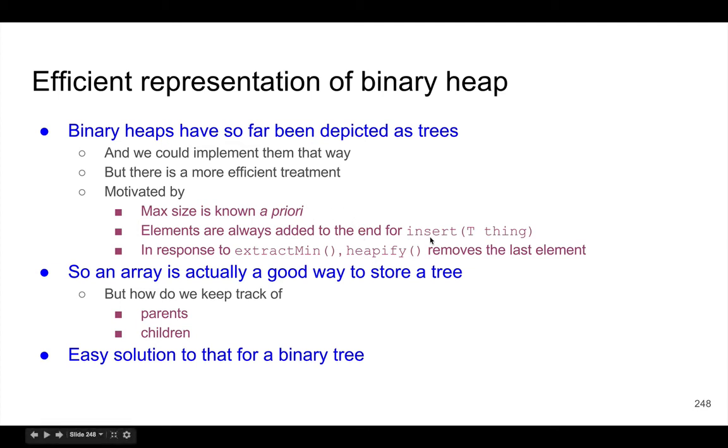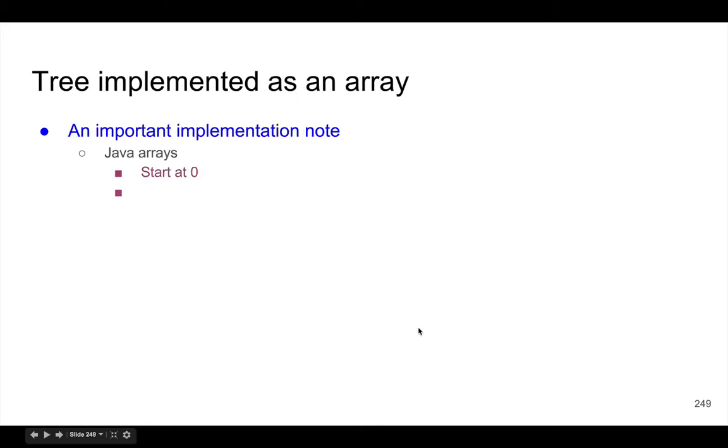Remember in the tree, we had the nearly complete tree property, which insisted that nodes pile in from left to right, top to bottom. And in response to extract min, we're going to take the node from the root of the tree, but then we take the last element in the tree and put it up to the top and then heapify. So there is a lot of action at the last element of a heap. So this array is actually probably a pretty good way to store a tree. And there's just the issue of, well, if it's in an array, how do we keep track of what's a parent and what's a child? And more importantly, for a given parent, who are its children? And for a given child, who are its parents? Turns out there's an easy solution to that for the binary tree.